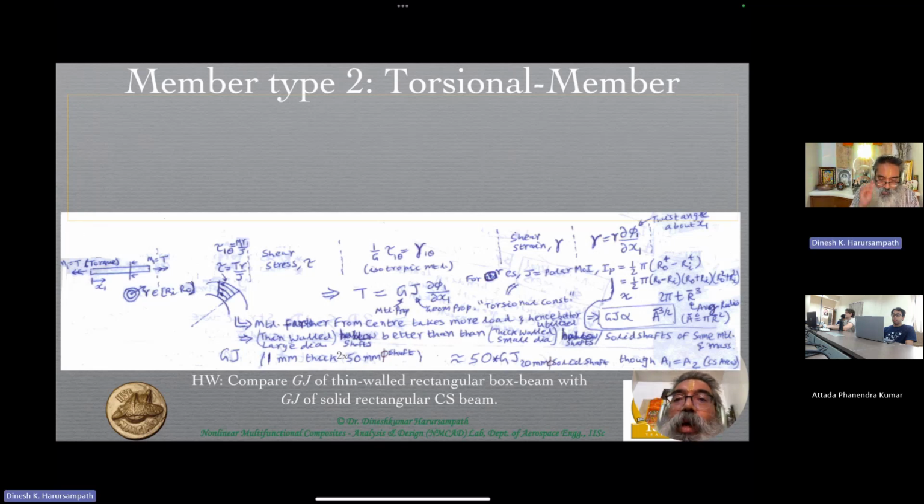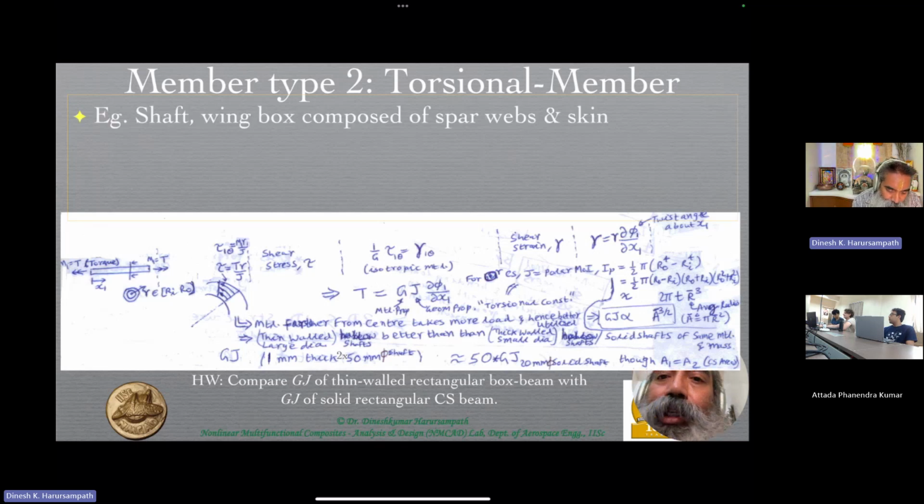Now, coming back to the rest of the geometry, in this case, as is the case with most torsional members, we will use a circular cross-section. This is because the kind of examples where you find such torque is mostly in shafts, which could be a drive shaft, for example, driving from an engine to some other location.